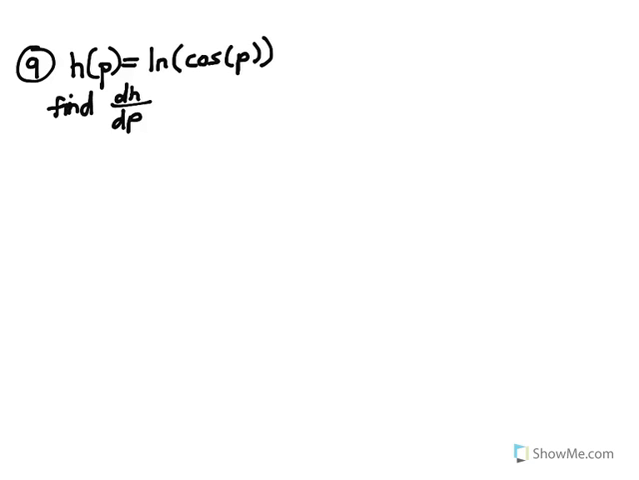All right, now this is getting a little weird because our inner function is a trig function and our outer function is a natural log function. But it's really no different from anything we've done before. It's just the functions are a little stranger. This combined function is called h of p. We would want to find dh dp.